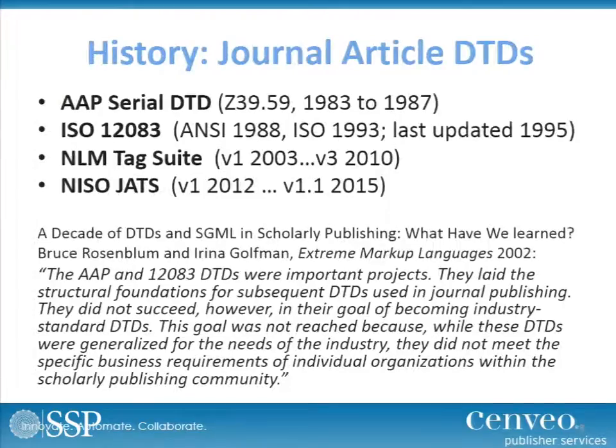So the history of article DTDs is an interesting example of standard history. It's been more than 30 years since the first major article DTD standard, then in SGML. It's taken a long time for the community to move from proprietary publisher DTDs to a robust community standard for full-text markup. According to Bruce Rosenblum, the first 2 article DTDs, which was AAP Serial and then ISO 1283, did not meet the specific business requirements of individual organizations within the scholarly publishing community.